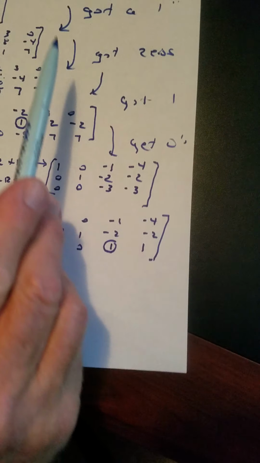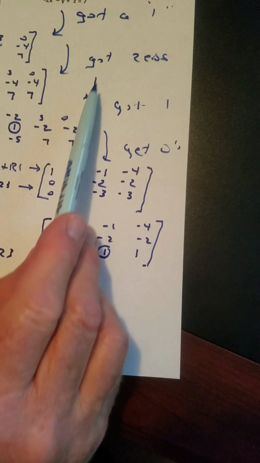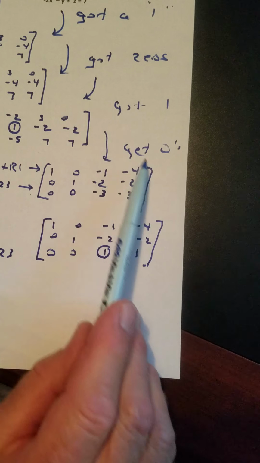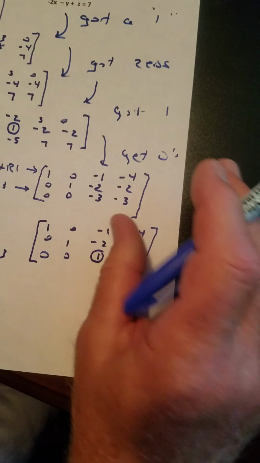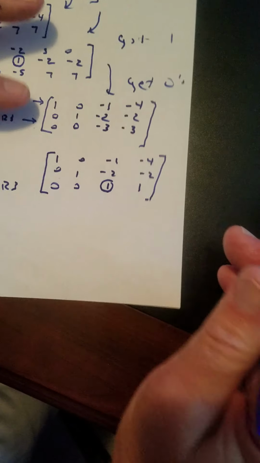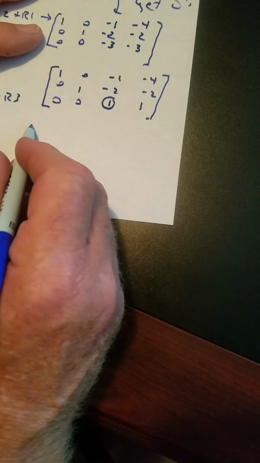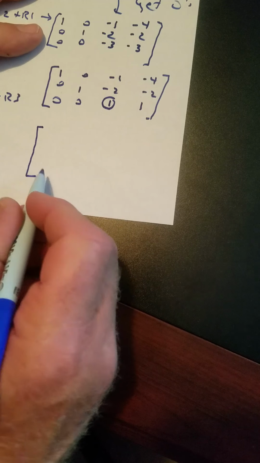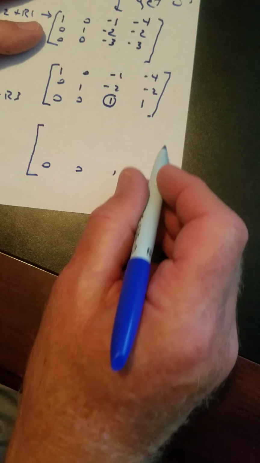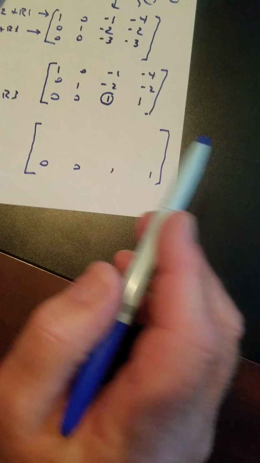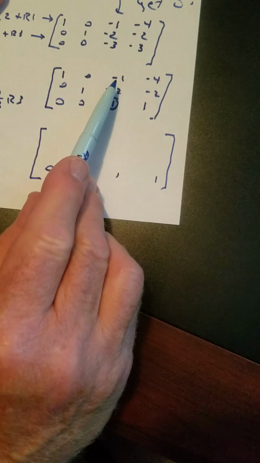Going back up here, we got a 1, we got 2 zeros. We got a 1, we got 2 zeros. We got a 1. The last step is we want to get 2 zeros. And you'll notice it alternates like that. Okay, let's get the last step done, and that'll be the end of this lesson. Okay, now the bottom row's done. We're not going to do anything else to that. I got to get a 0 here using that pivot.